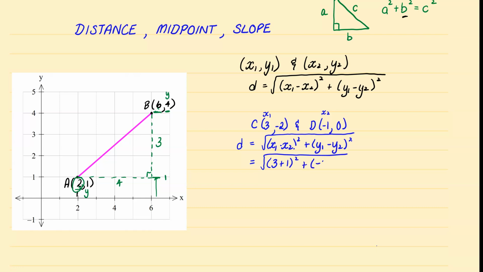Minus 2 take 0 is minus 2. So pop that in, 3 plus 1 squared. So that's 4 squared, which is 16. Minus 2 squared is 4. Going along swimmingly, 16 plus 4 is root 20.